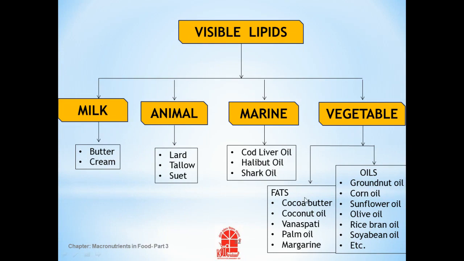And under the vegetable sources, they are divided into fats, which are mostly solid at room temperature. The only exception is coconut oil and palm oil, which are tropical oils. And we have oils, which are liquid at room temperature.